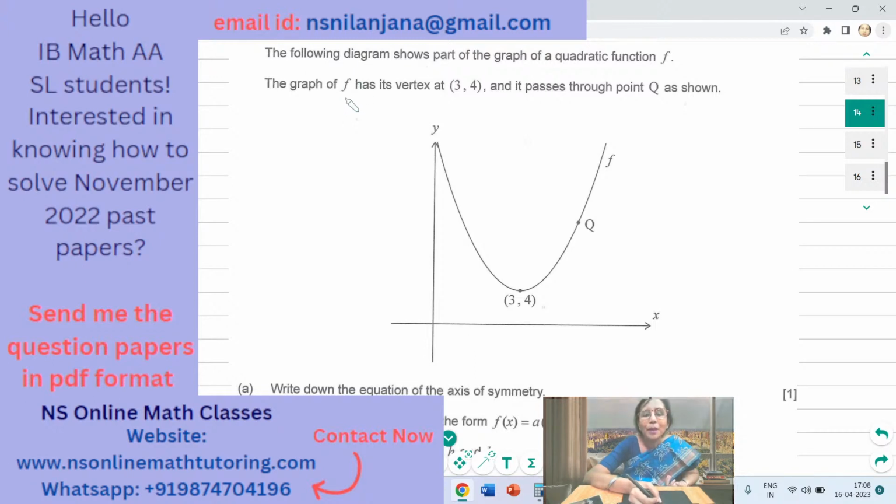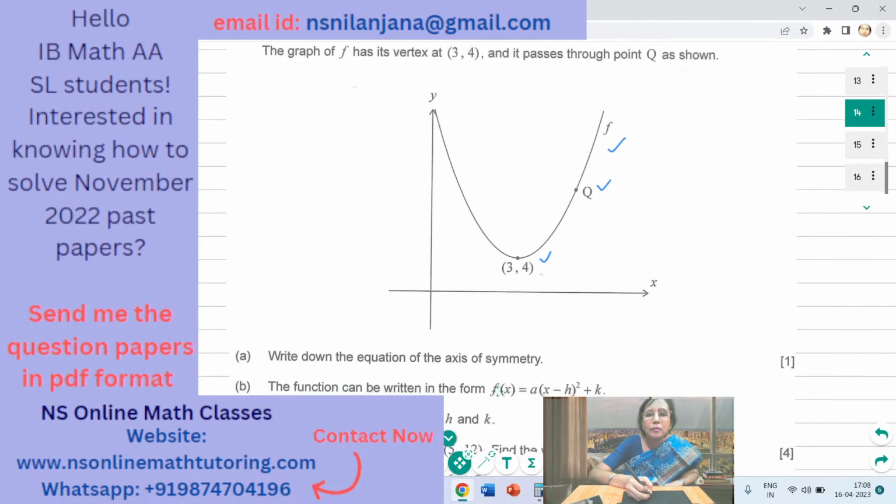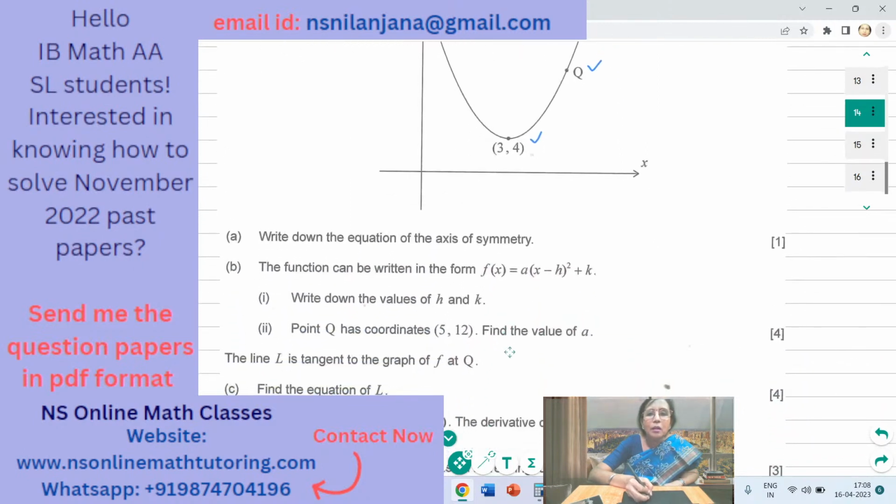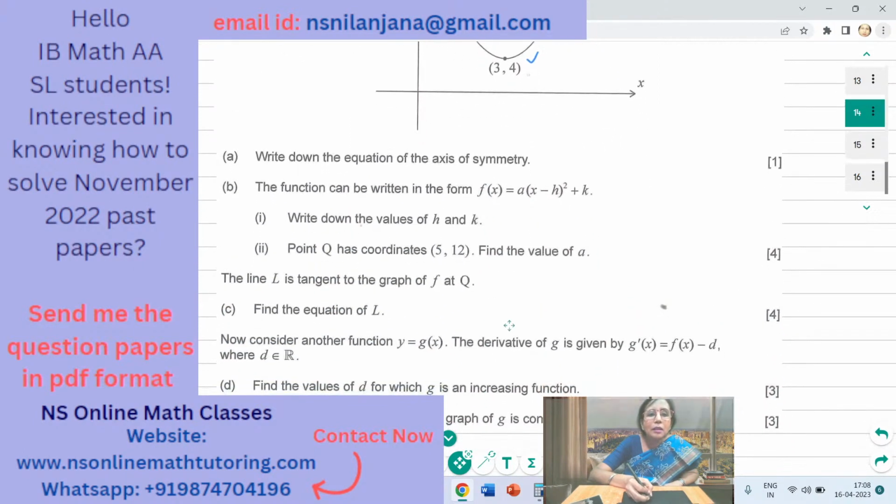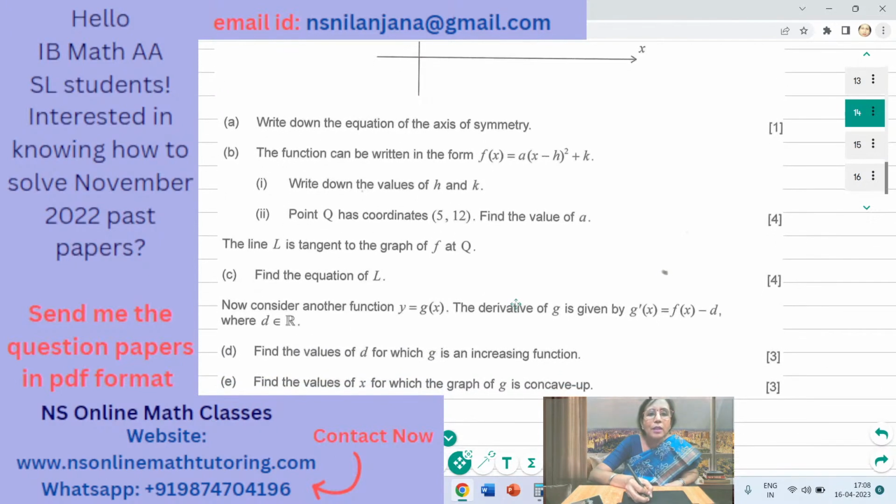Coming back to the question, the following diagram shows part of the graph of a quadratic function f. There is no doubt about f being a quadratic function because the graph is a parabola. The graph of f has its vertex at (3, 4) and it passes through this point Q. Now the questions.